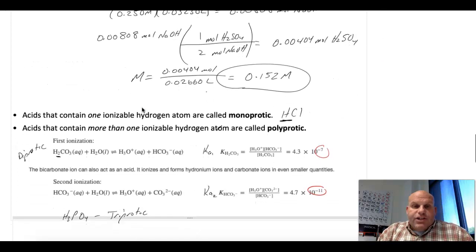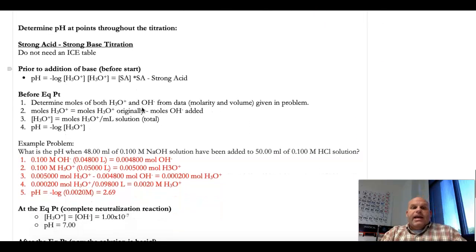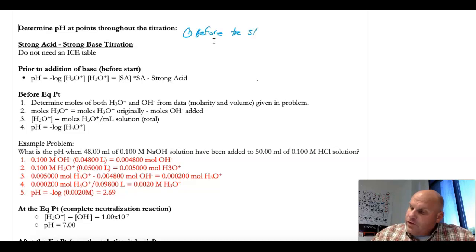Let's now transition to the next type of problem in this unit, which is to determine the pH at points throughout the titration. So think about what that means: we have, before the start, the pH of my analyte before I've started to titrate in any base.